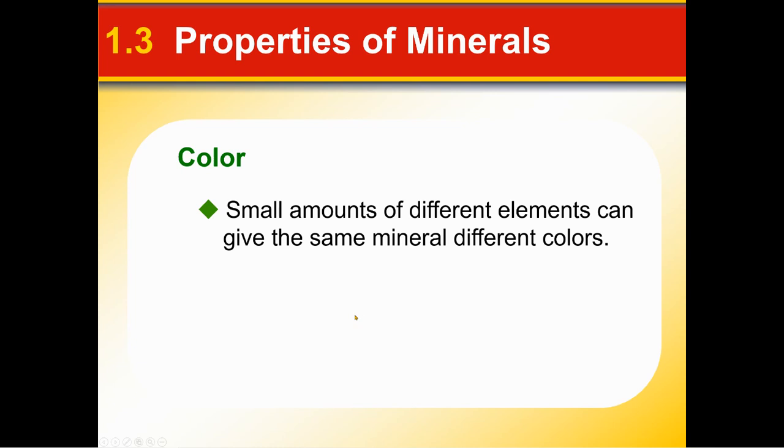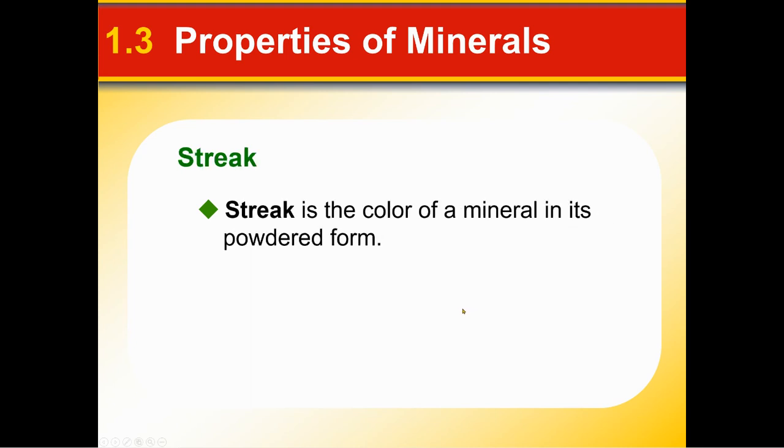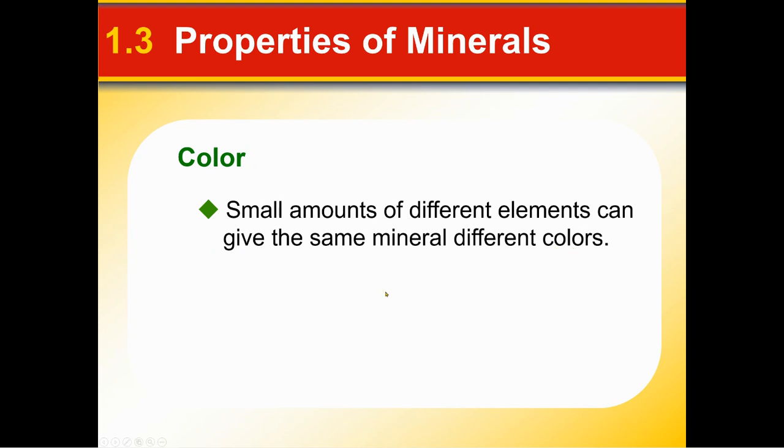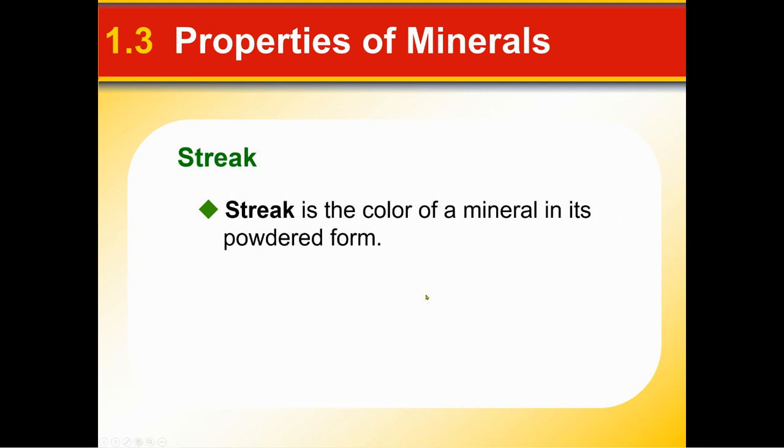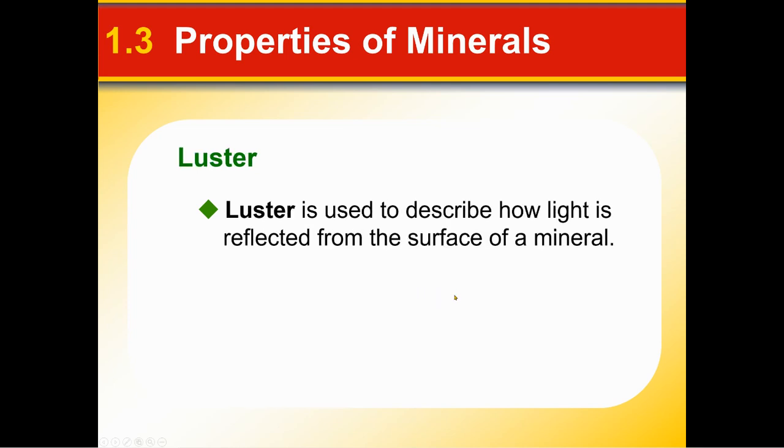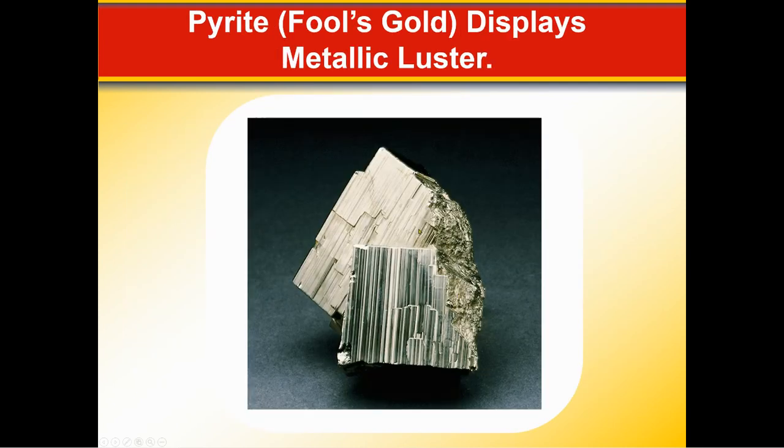Properties of minerals, color. Small amounts of different elements can give the same mineral different colors. What we mean by different colors is if it has iron in it, it's usually orange or reddish color. Sulfur is going to be a yellow color, okay? Streak is the color of a mineral in its powdered form. Luster is used to describe how light is reflected from the surface of a material. This has a metallic luster.